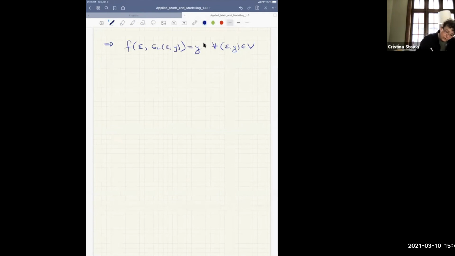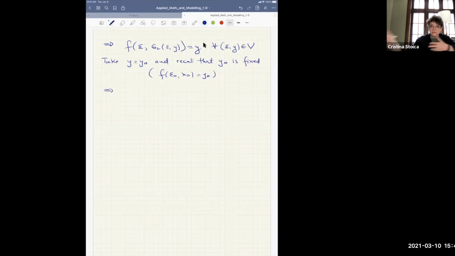So now we're going to do the following. Take y to be the y naught, the one that we had at the beginning. Recall that y naught is fixed. We had f in epsilon naught, x naught is y naught. That's how we defined y naught. So f in epsilon is fixed, and y naught of course is in V because it's the image of that one.